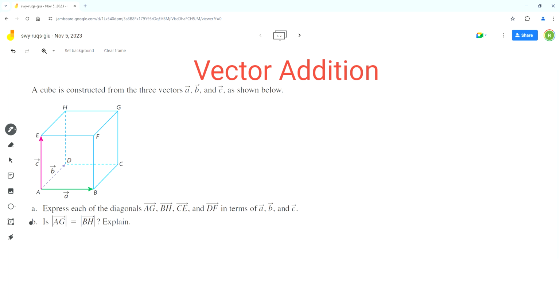So in this video, we'll solve this problem using the concepts of vector addition. As per the problem, the cube is constructed from three vectors A, B and C as shown below. So vector A, vector B and vector C. Express each of the diagonals AG, BH, CE and DF in terms of vectors A, B and C.